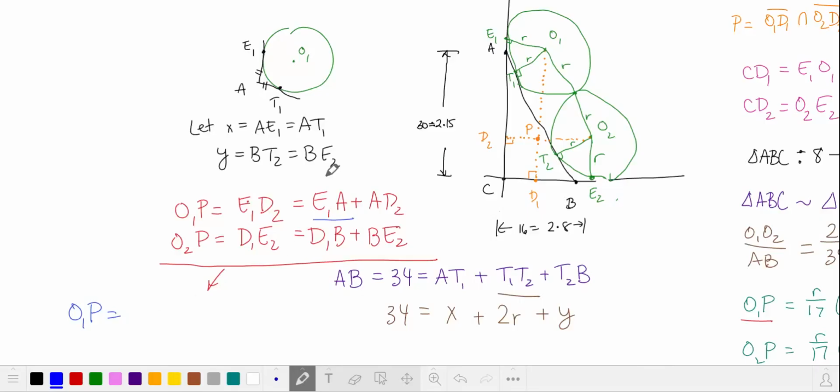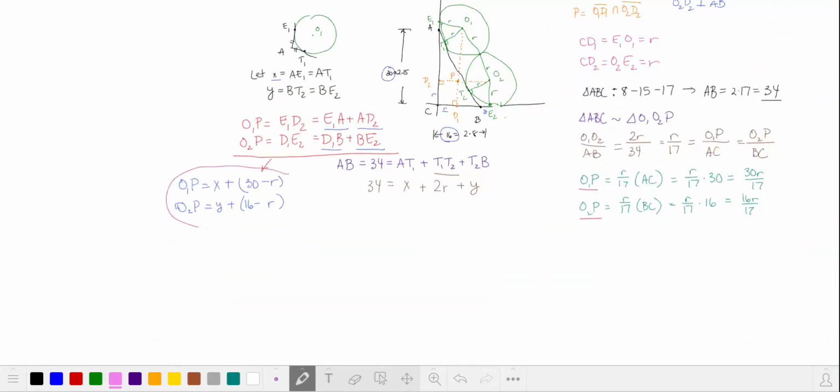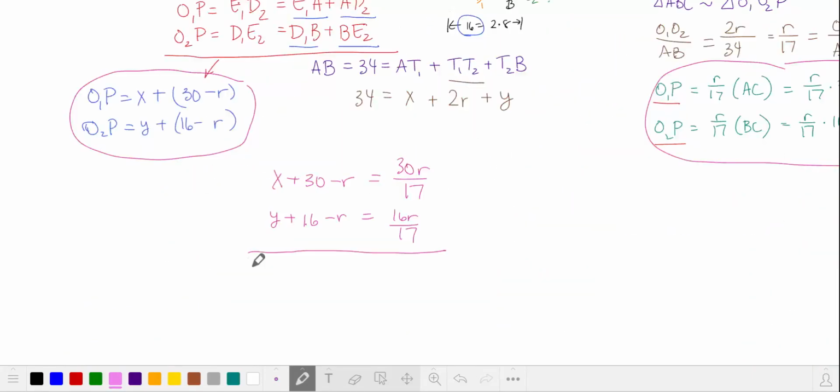Continuing over here, the distance from E1 to A, we're calling that X. And to find the distance from A to D2, since AC is 30, we can subtract the length of the radius, and then we're left with A D2. And we'll do the same thing for O2P horizontally here. This distance is Y from B to E2, and then from D1 to B, we can take this length 16 and subtract R. Let's combine these two pairs of equations, and we'll add them.